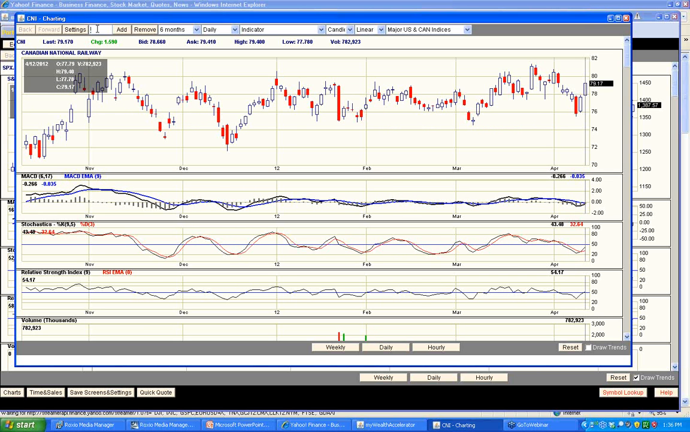CNI, we've got the black line just crossing through the blue line here. It's actually still bearish and still below it, so we're going to write that one off.